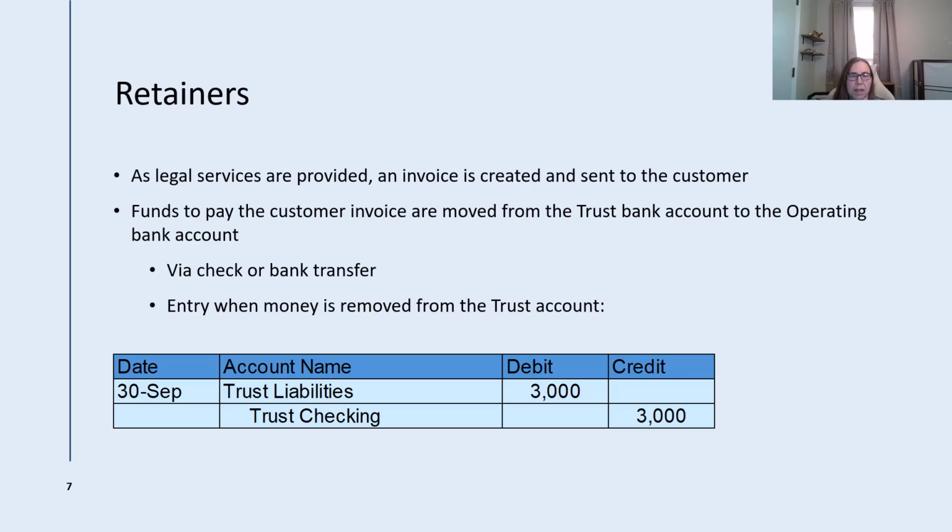And this would be the entry when the money is removed from the trust account. Now, I'm just looking at the trust account side at this point. I'll look at the operating account side in a few minutes. Basically, when you're removing the money from the trust account, you are subtracting from trust liabilities with a debit and subtracting from trust checking with a credit. And that's it. It's just the opposite entry as the deposit.